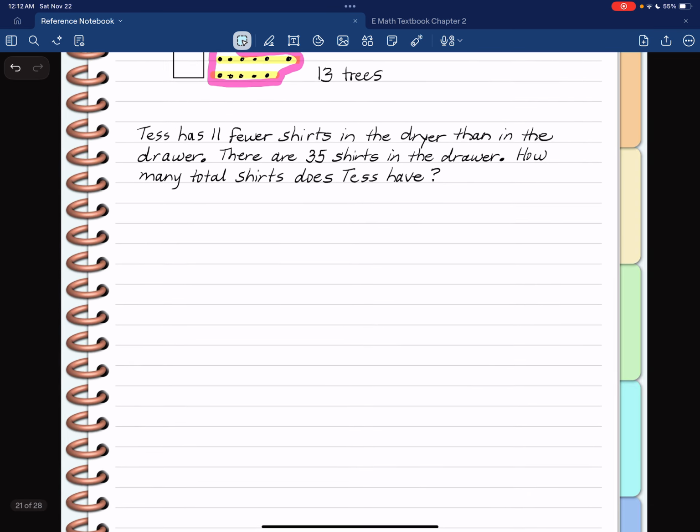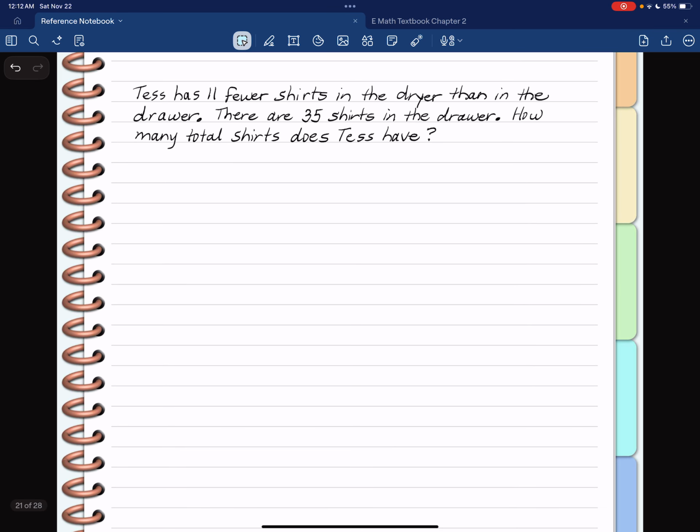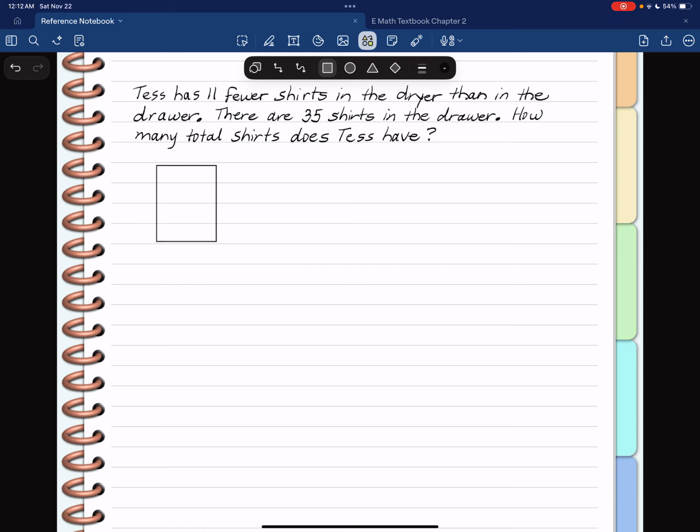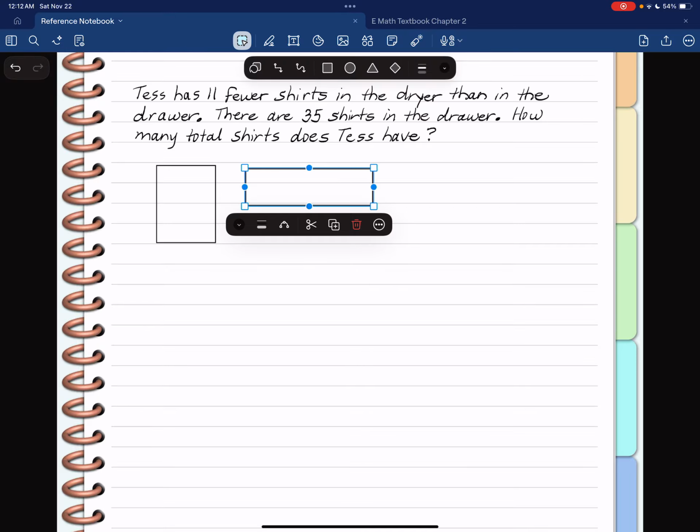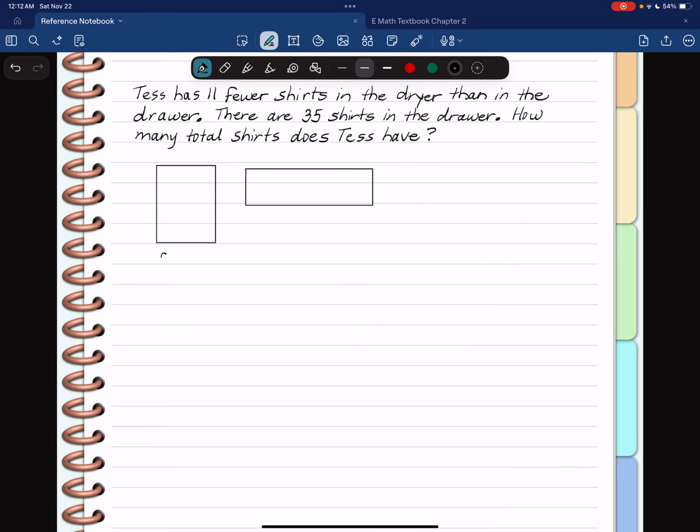Okay, I'm going to do this one for you 2 different ways. I'm going to do the bar model, and I'm going to do just a drawing that we could use. So the first thing I'm going to do is draw the dryer. And then I'm going to draw a drawer. So here's the dryer. And here's the drawer.